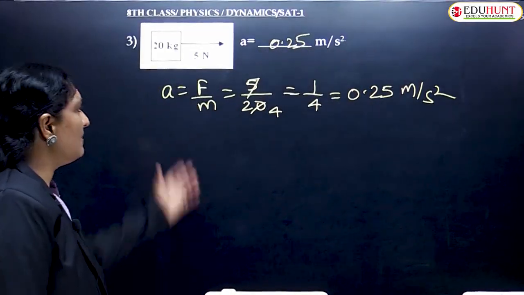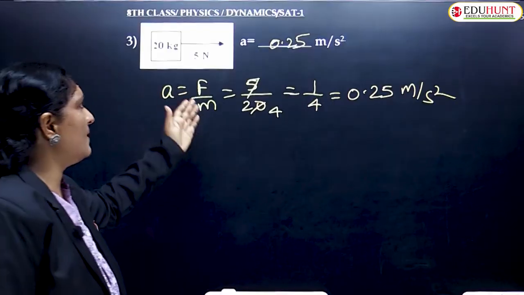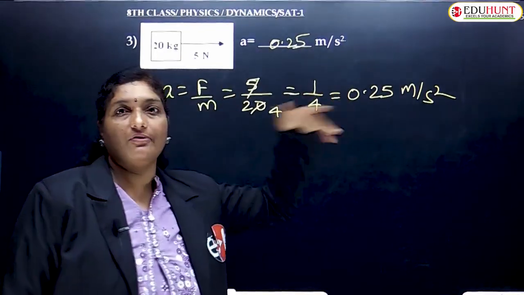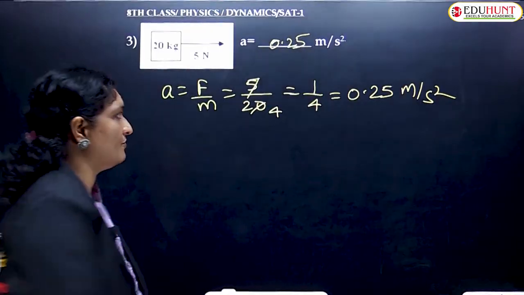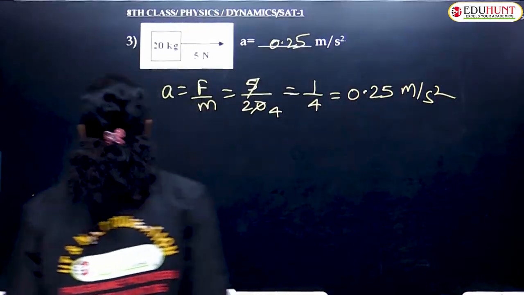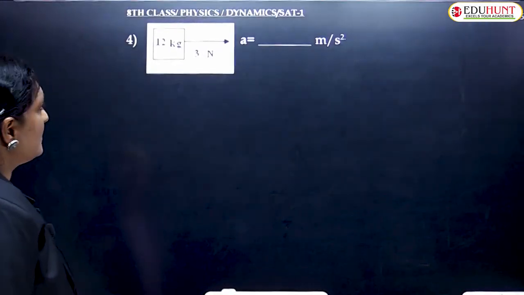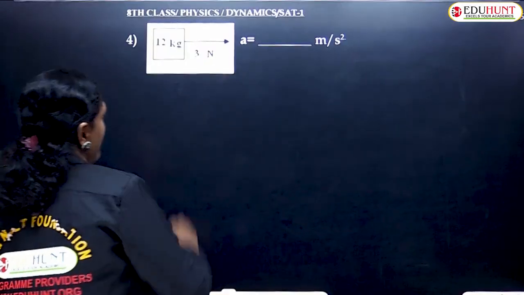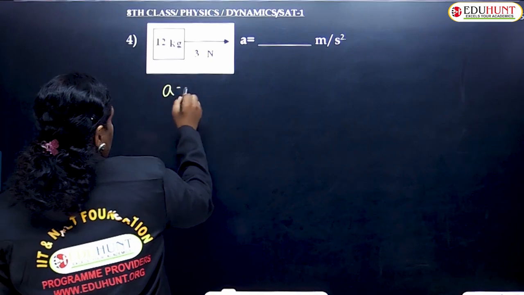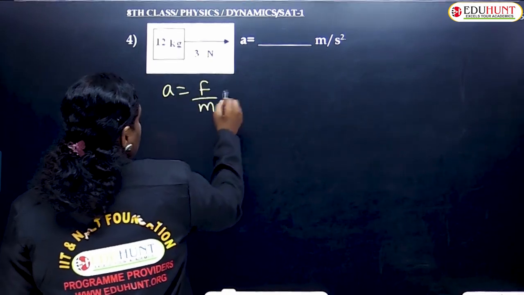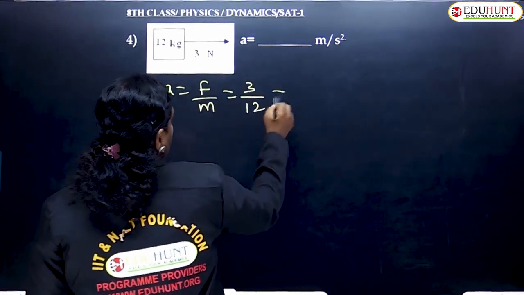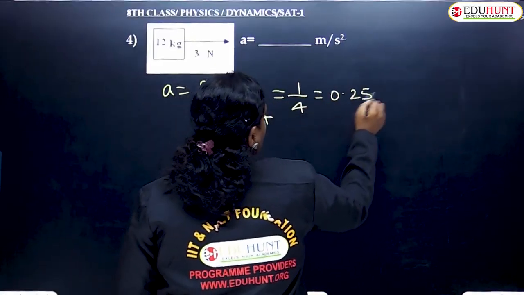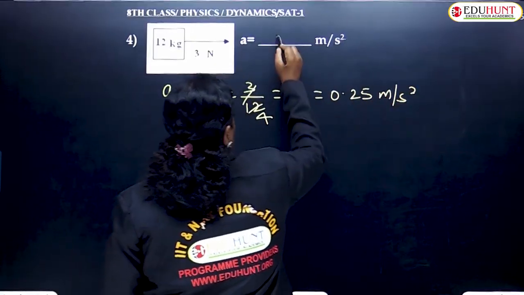Okay, children, the simplification formula is the same. Force by mass, force by mass. Force is 5, mass is 20. Simplify 1 by 4, 1 by 4, you will get it as 0.25. So, 0.25 meter per second square. Moving to the next question, again force was given here as 3 Newtons and mass was given as 12 kg. So, acceleration is equal to force by mass equals 3 upon 12. 3 goes 4 times. Again 1 by 4 is nothing but 0.25 meter per second square.